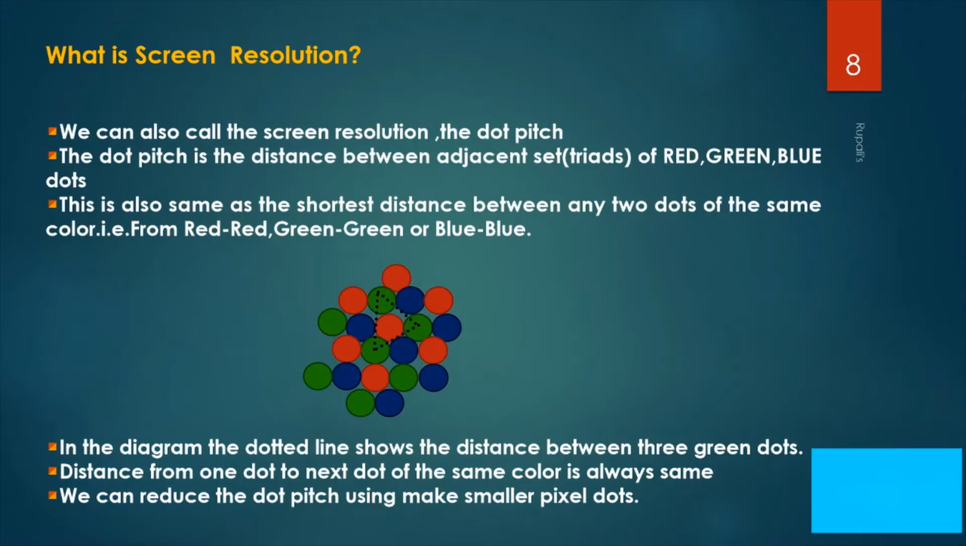I repeat, the distance from one dot to the next dot of the same color is always the same. We can reduce the dot pitch by making smaller pixel dots. So, how can we reduce the dot pitch? By making smaller pixel dots.